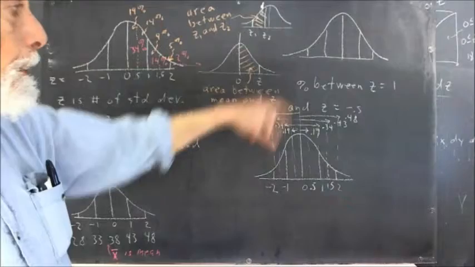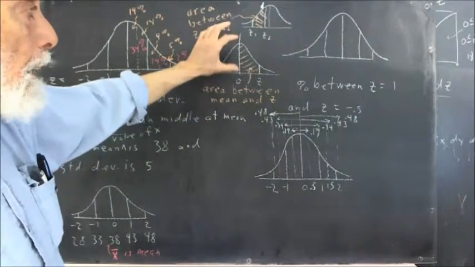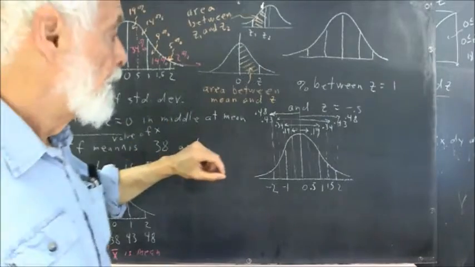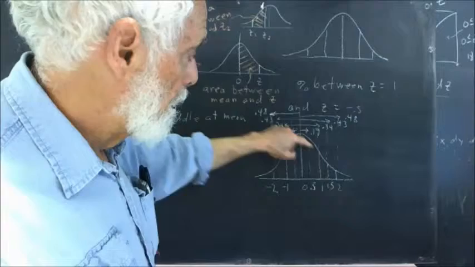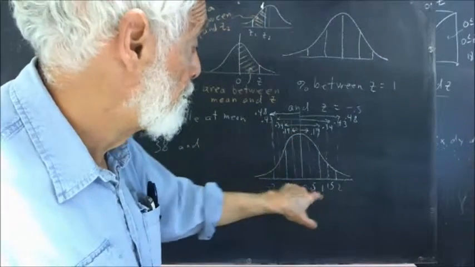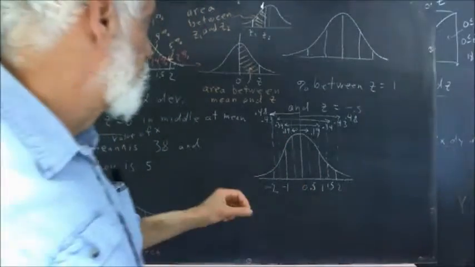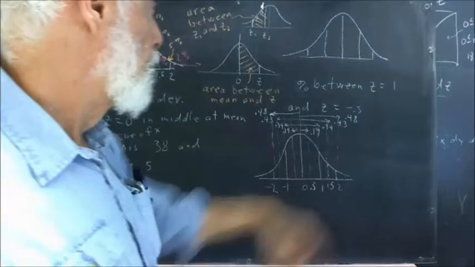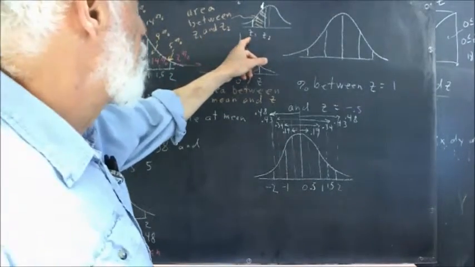Here we depict a normal curve, and the area between 0 and z is this region. So if z was equal to 1, that area would correspond to this region. We would shade the region between z equals 0 and z equals 1 and indicate that that area is 34% or 0.34 of the total area under the curve.